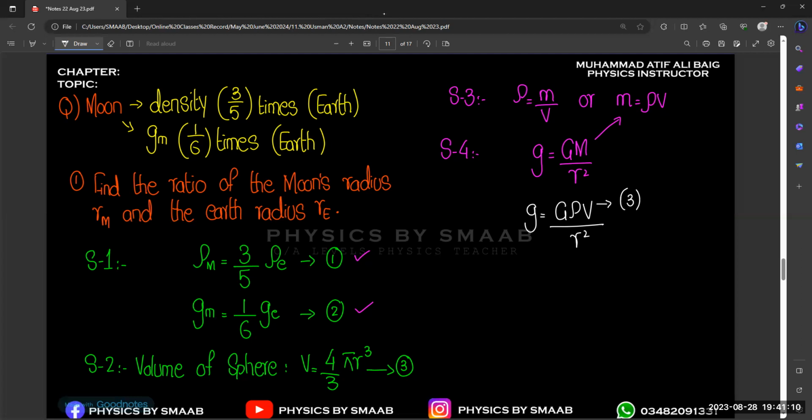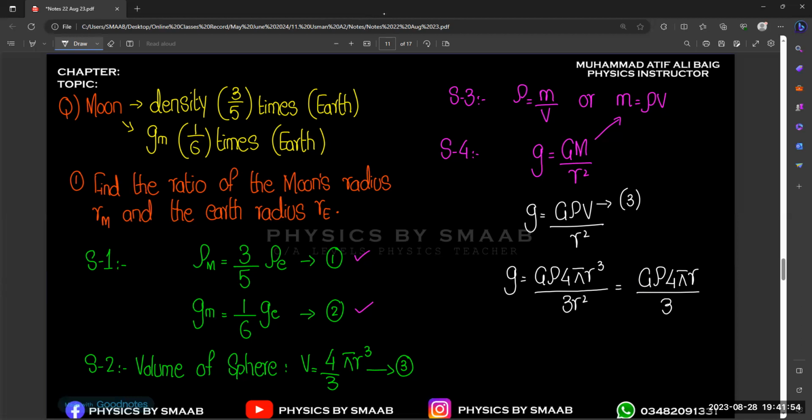So your equation will be g is equals to G times density into 4 over 3 pi r cube, right? Over r square. So you can see that r cube over r square, so they will cancel out each other, only r in the numerator will be left out. So your final equation, right? Like this. Clear? Yes.